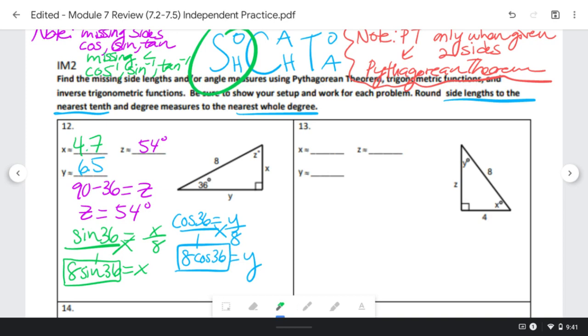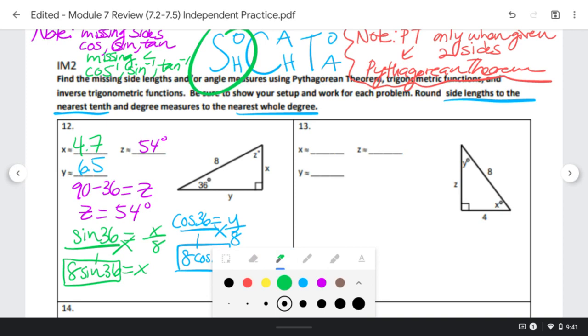All right, for number 13, we have 2 missing angles. So you have y and you have x. So we will definitely have to use inverse functions for this one. But for the sides, we have 2 sides given, so we can actually use the Pythagorean theorem to find z. So let's start with finding z.